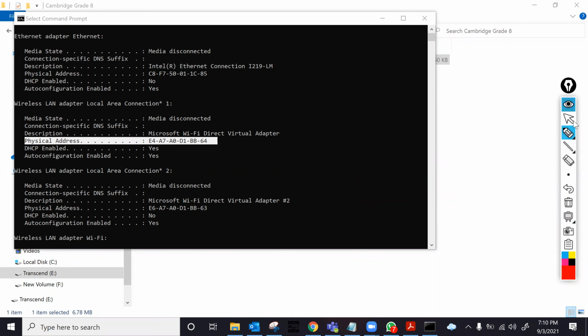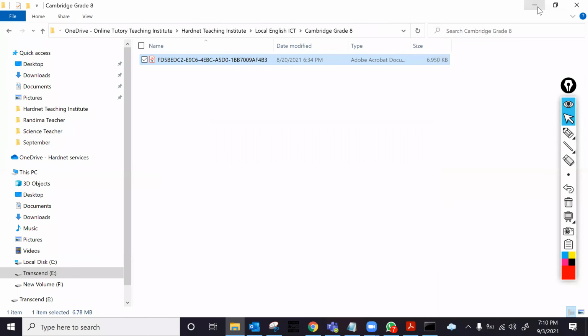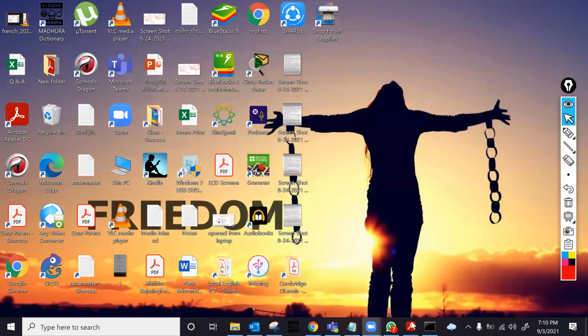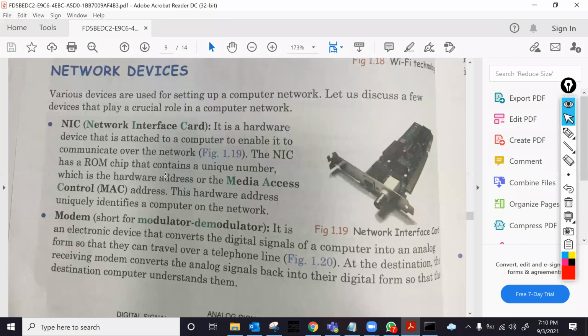Okay, now this is kind of a demonstration. I think now you can find your physical address without any issue. Otherwise, there's no point in just reading this, right? You have to know how to get the MAC address in your computer. That is the physically burned address.